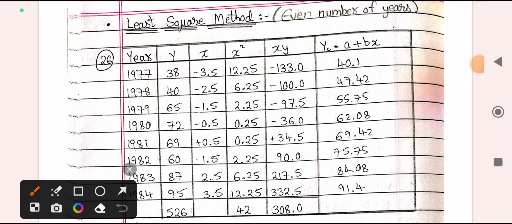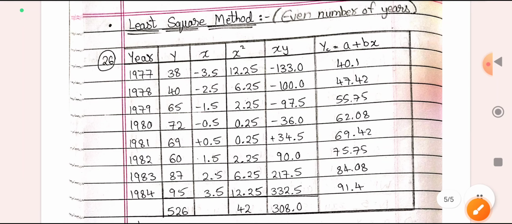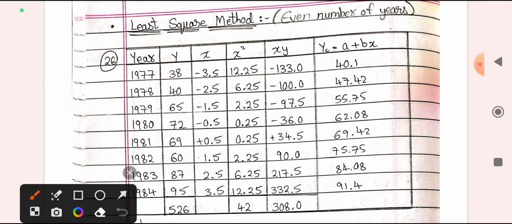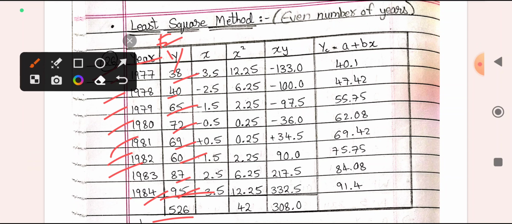This is from one of my student's notes. Okay, so let us see the answer relating to it. Whatever years are given, 1977, 78, 79, 80, 81, 82, 83, 84, these are the years we have taken. And the earnings which are given, that we will consider as y, and write those values: 38, 40, 65, 72, 69, 60, 87, 95. Total it, that will be your sigma y or summation y we call.